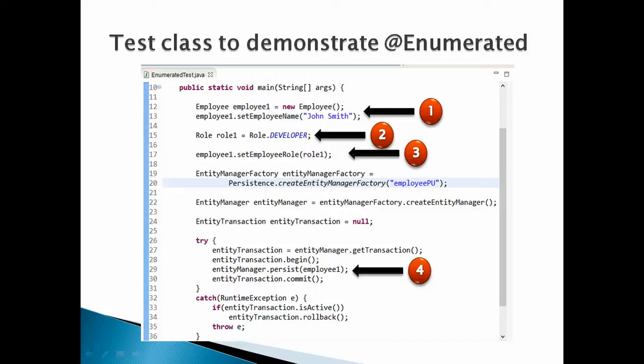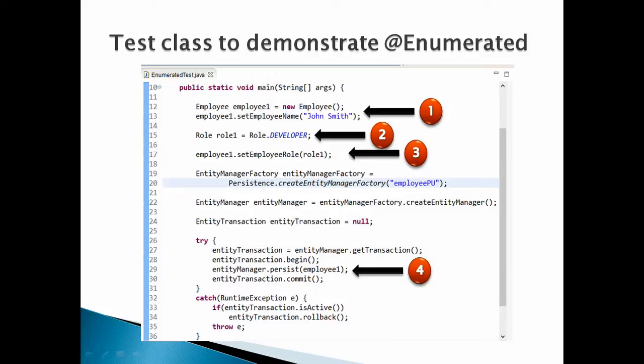Moving ahead. Number 4, let's call persist method of entity manager to persist employee instance. This will create a table Employee in database having employeeId, employeeName and employeeRole as columns in it. Friends, for the rest of code working you can refer to my previous tutorials on JPA.